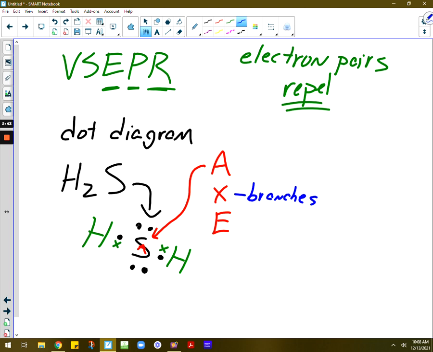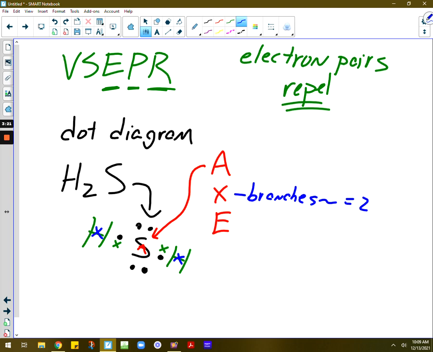X has to do with what's called my, let me see. Is X branches or is X steric number? X is not steric number. Okay, it's just branches. So I'm looking for atoms that are coming off of the sulfur. How many atoms do I have coming off that sulfur? 2. This one right here, and this one right here. So here, X is equal to 2.